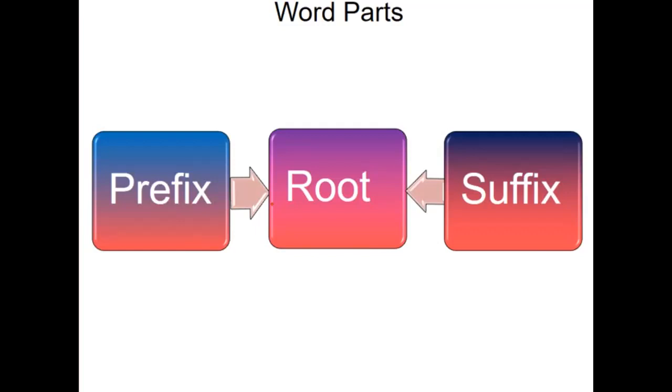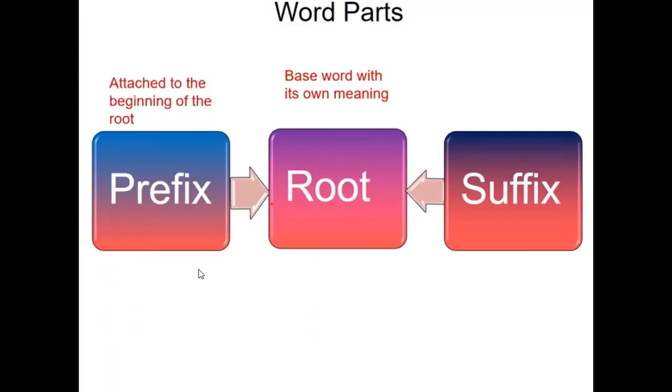The root word has its own meaning. The prefix is attached to the beginning of the root and it changes the word's original meaning. The suffix is attached to the end of the root and it also changes the word's original meaning.